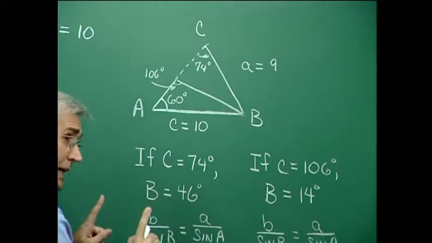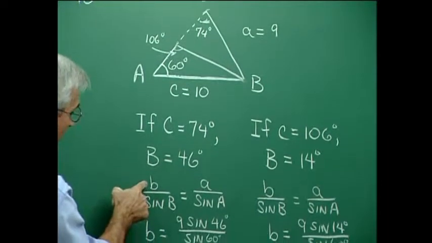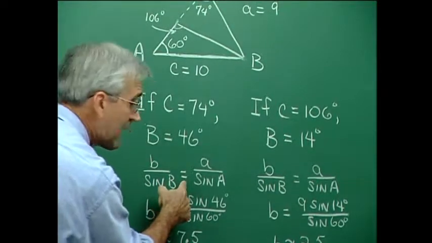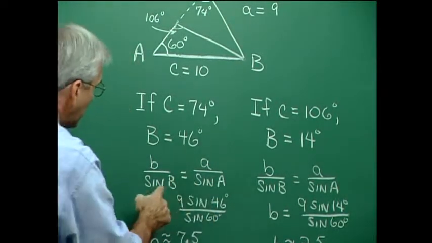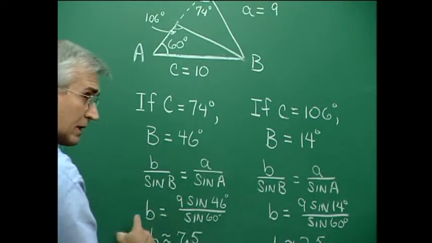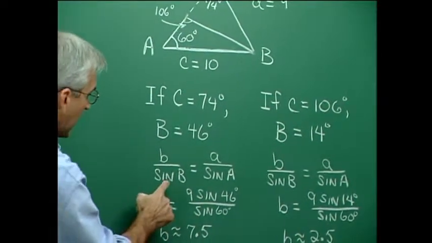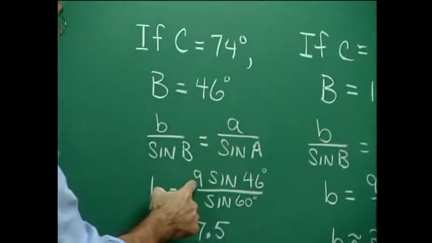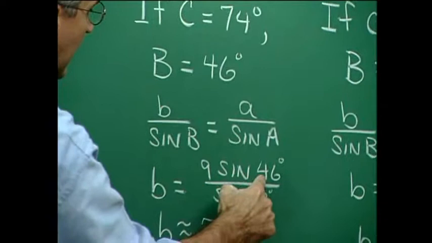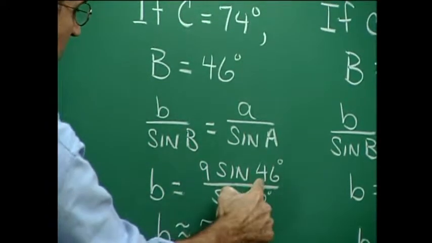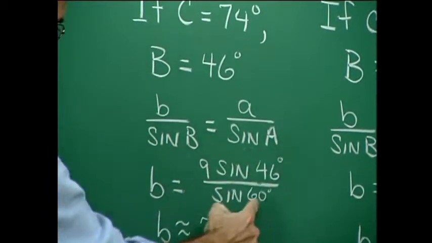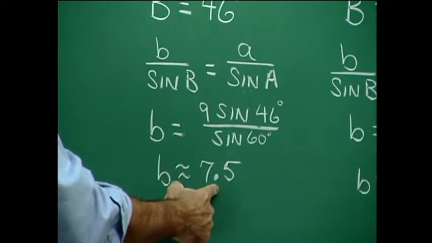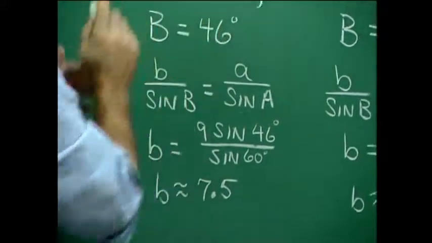And then side B would be found by, if we're looking for side B, we're going to use b over sine B equals given information a over sine A. So it's B equals, now I'm kind of skipping a step here in the interest of space down at the bottom of the board, but we have a times sine B in this numerator, and the a value is 9, and sine 46, the sine of B, and sine A is sine 60 degrees, and we find B then to be 7.5. So B is 7.5, that means this side would be 7.5.